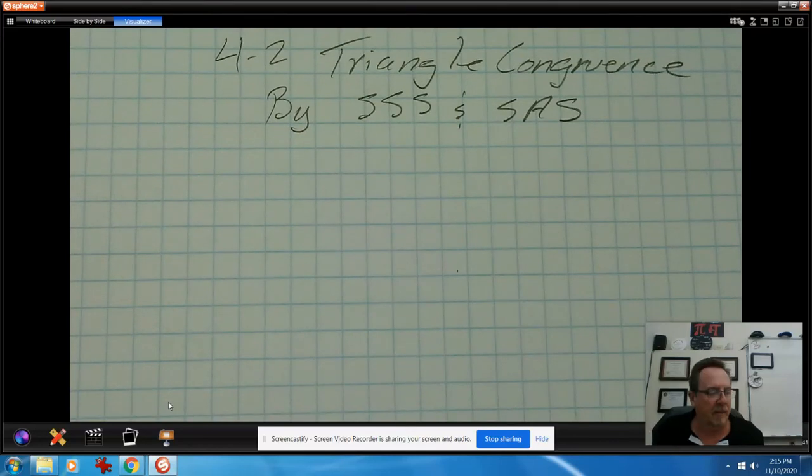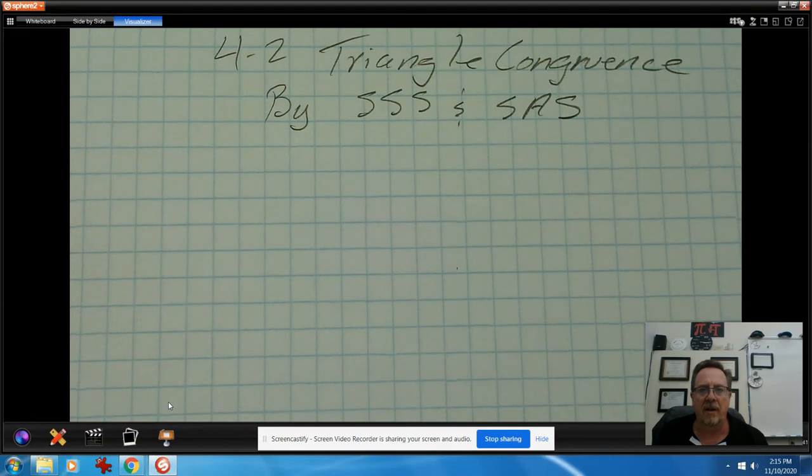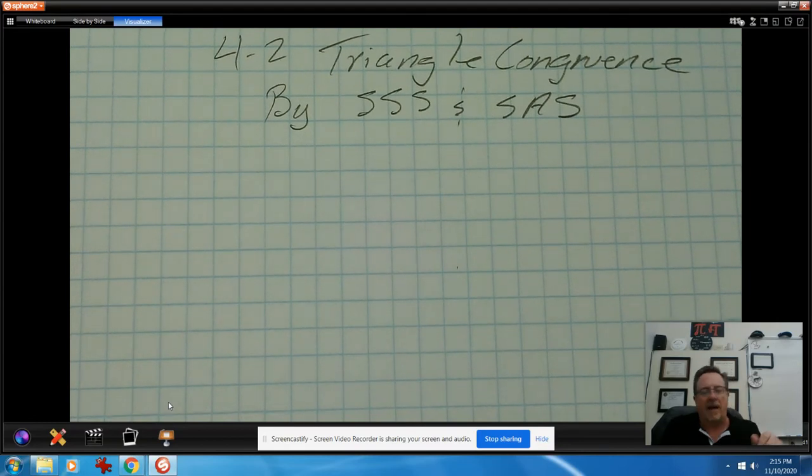Hello, geometry people. Today's lesson is going to look at 4-2, triangle congruence by side, side, side, and side, angle, side. So in the last lesson, we looked at congruent figures, and I stressed the idea that when you have congruent figures, you've got to look at all of the parts of one being congruent to all of the parts of the other. So these next couple of lessons are going to show us some shortcuts, and these are shortcuts for triangles.